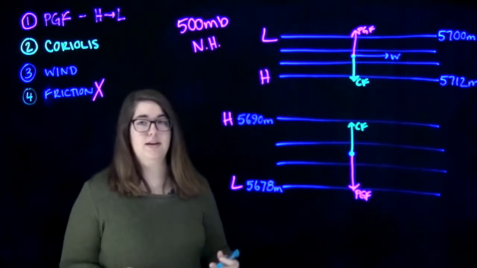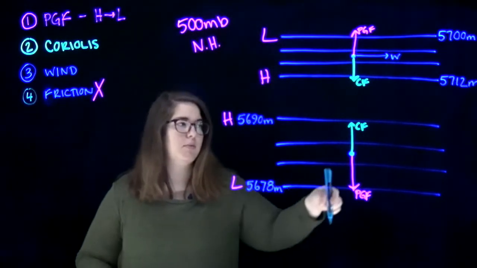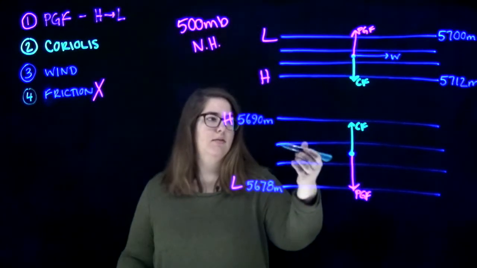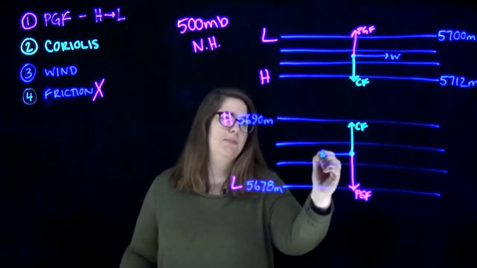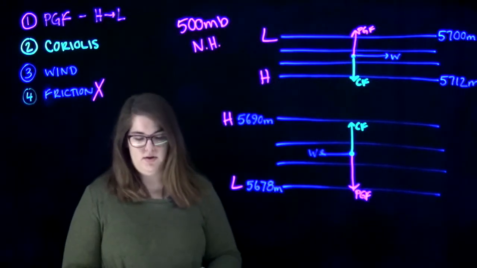Lastly, we can put our wind in. Recall that we always get bent to the right in the northern hemisphere from our Coriolis. So we'll start at our PGF and we'll bend it to the right. And there's our wind for our 500 millibar altitude.